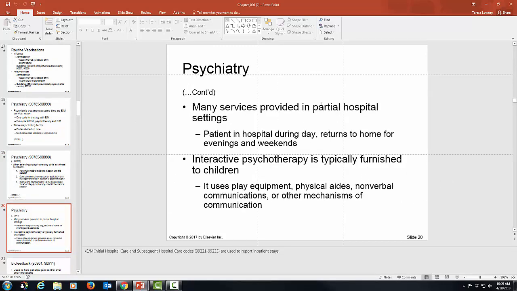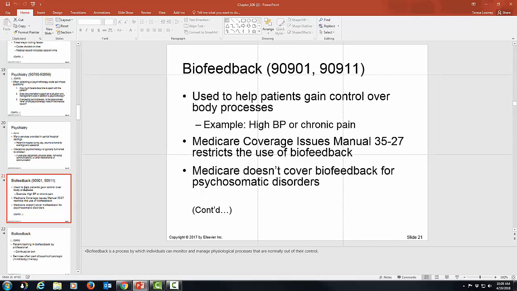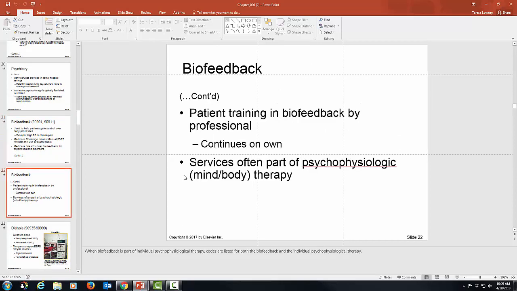Many services are provided in partial hospital settings. The patient can be in the hospital during the day, return home at night. Or we can have interactive psychotherapy for children. We're using play equipment, physical aids, art, music, those kinds of things. Biofeedback. We talk about gaining control over your body processes, high blood pressure, chronic pain, those kinds of things. Medicare doesn't pay for that, for biofeedback, especially for psychosomatic disorders. So you need to read carefully.